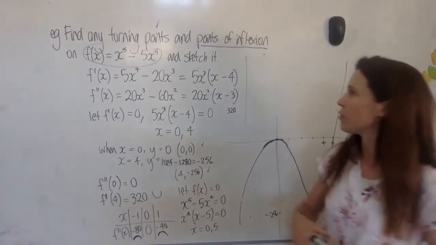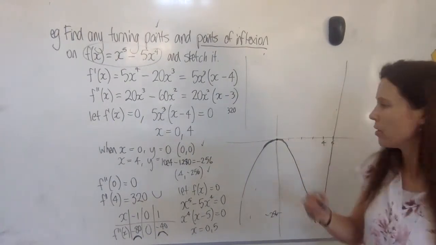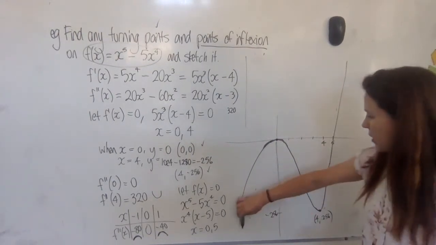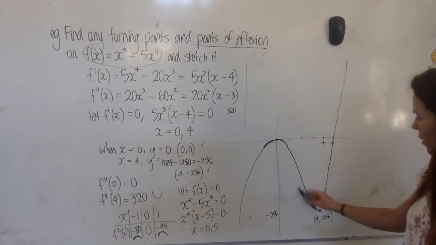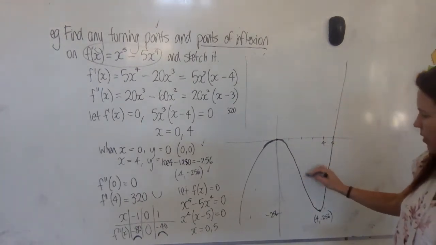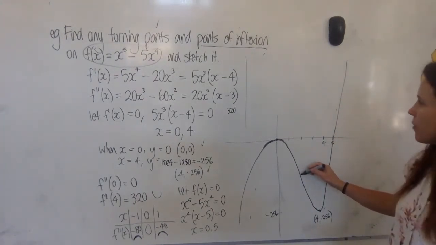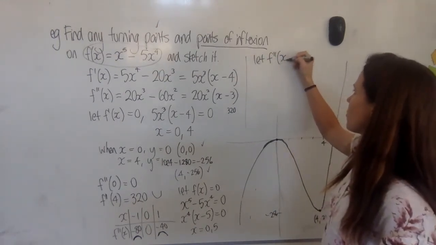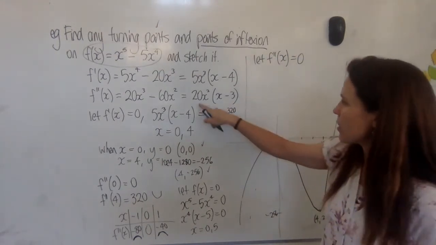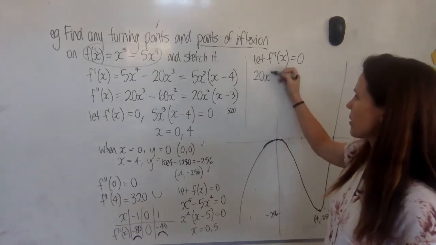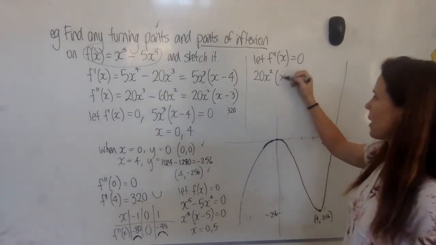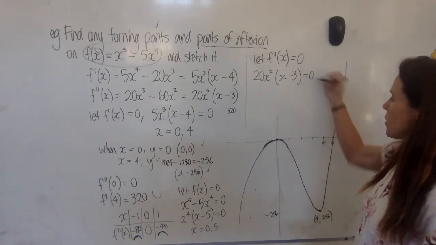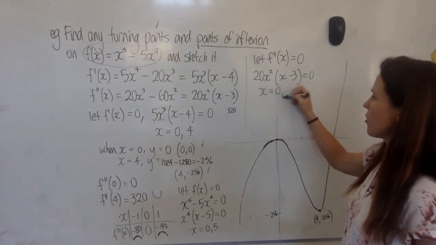Now, our last thing is to find the points of inflection. There'll only be one. We can tell because we're concave down here and concave up there. So somewhere around about here, we're changing concavity. Now, we need to let the second derivative equal 0 to find it. That means we're letting 20x squared (x minus 3) equals 0. And that happens when x is 0 or 3.